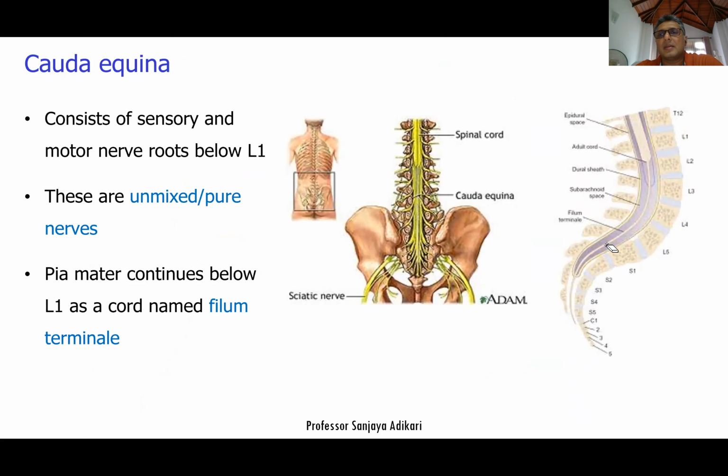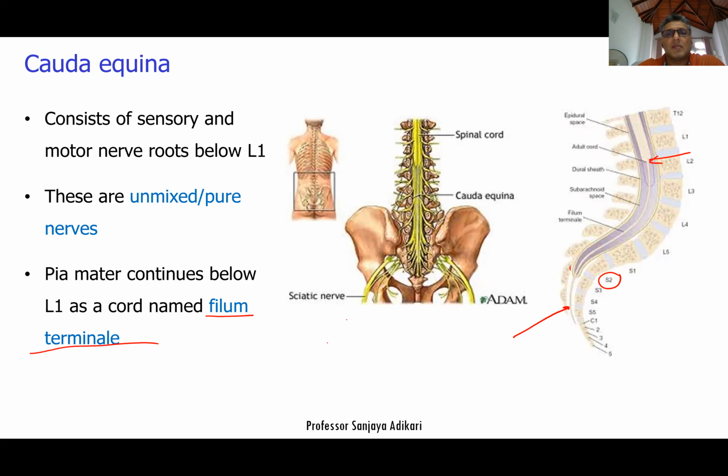Then the pia mater, at the point where the spinal cord ends, forms a cord and continues down into the sacral region, getting attached there. The dura and arachnoid also continue to the upper part of the sacrum, around the S2 level, and stop there. This continuation of the pia mater down is called the filum terminale. You can see that in the specimens when the faculty is opened again.